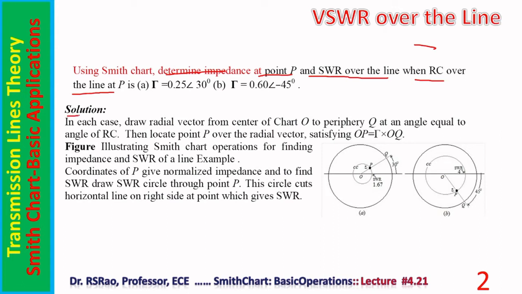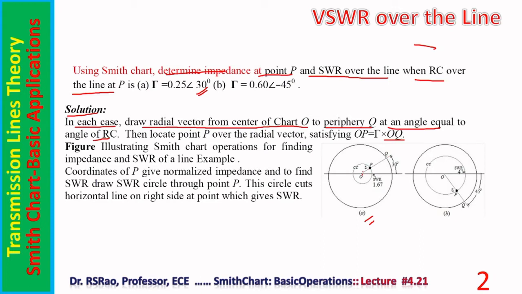Solution. In each case, draw a radial vector from center of chart O to periphery Q at an angle equal to the angle of the reflection coefficient. Then locate point P over the radial vector satisfying OP equal to the magnitude of reflection coefficient multiplied by OQ. In case A, O is center of the chart and a radial vector is drawn at an angle equal to the angle of reflection coefficient. In this case, it is 30 degrees. So at 30 degrees, a radial vector is drawn.